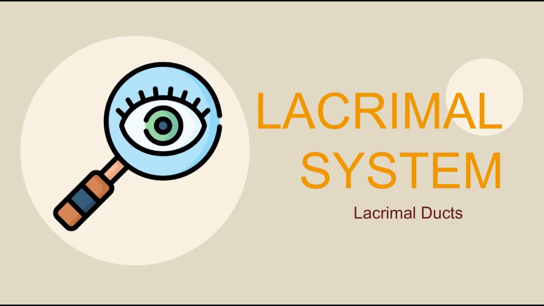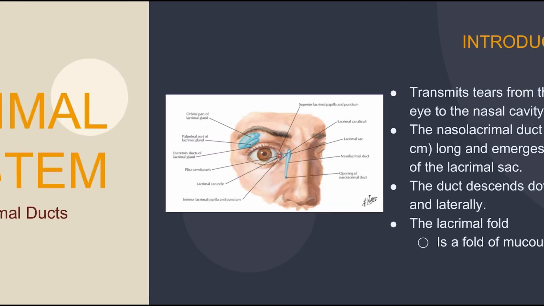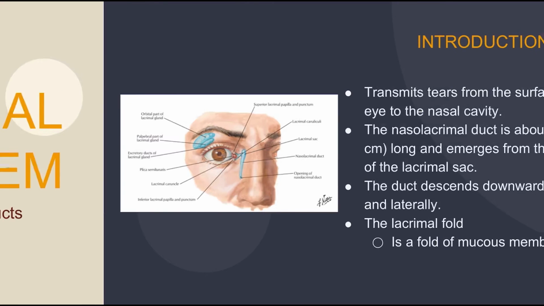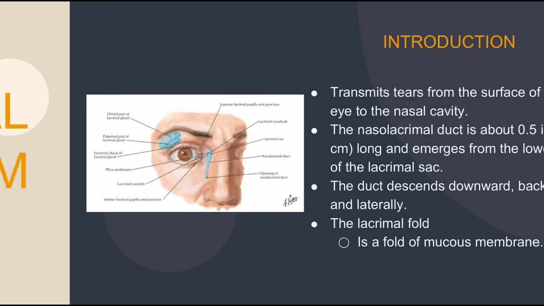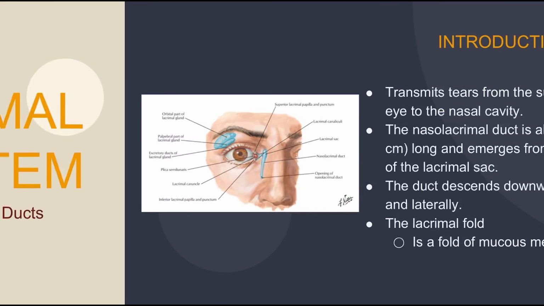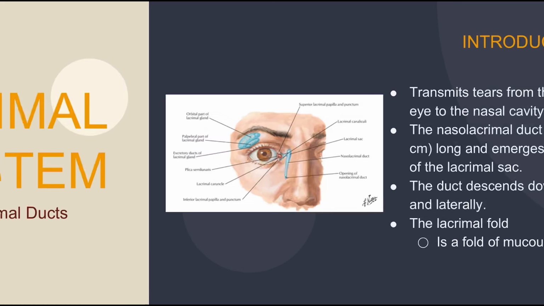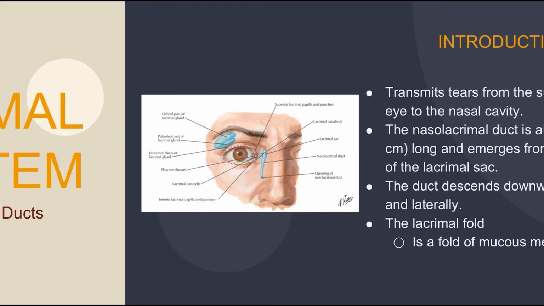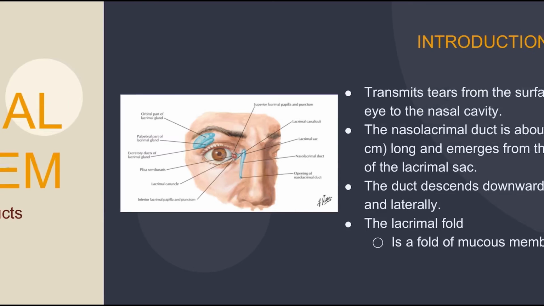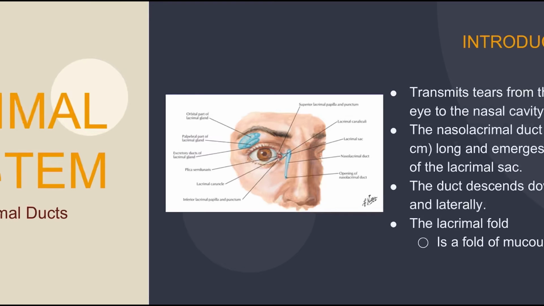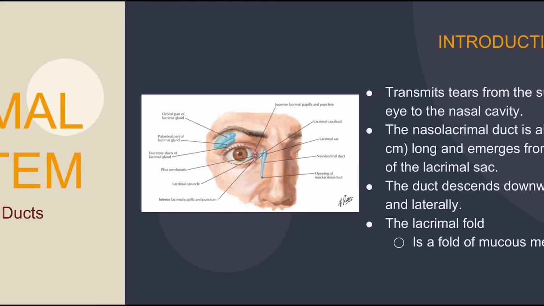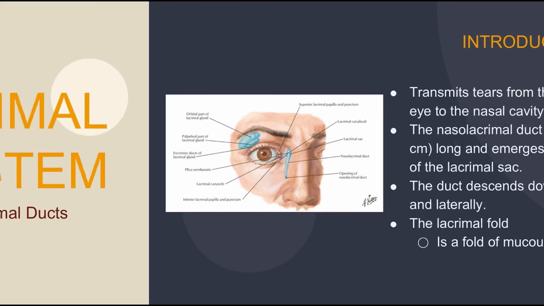Now let's discuss the lacrimal duct. The lacrimal duct system transmits tears from the surface of the eye to the nasal cavity. The nasolacrimal duct is about 0.5 inches or 1.3 centimeters long and emerges from the lower end of the lacrimal sac. The duct descends downward, backward, and laterally in a bony canal and opens into the inferior nasal meatus in the inferior lateral wall of the nasal passage.